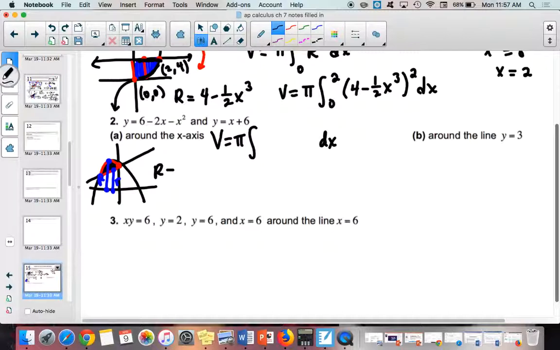So my big R goes from the top of the curve to the axis of rotation, this distance here. What am I going to use? Yep, 6 minus 2x minus x squared. You can put -0 if you want. But since it's the x-axis as well, it's just -0. All right, and then the other distance, this distance. Yep, x plus 6, you got it.